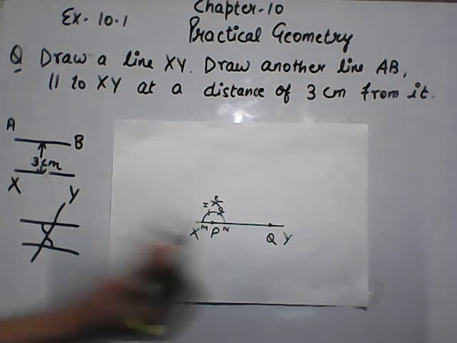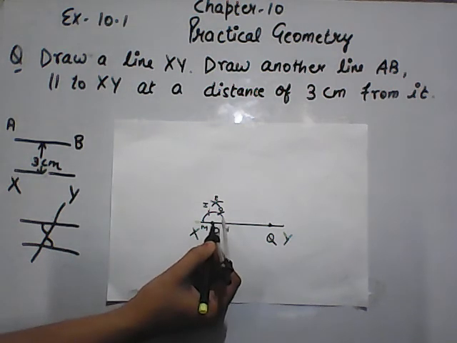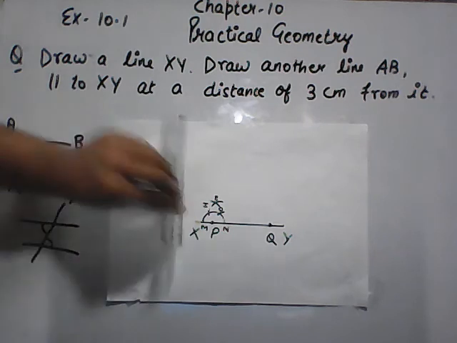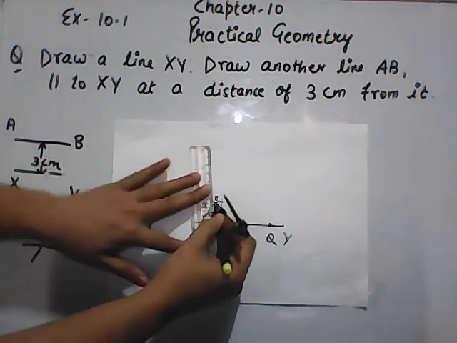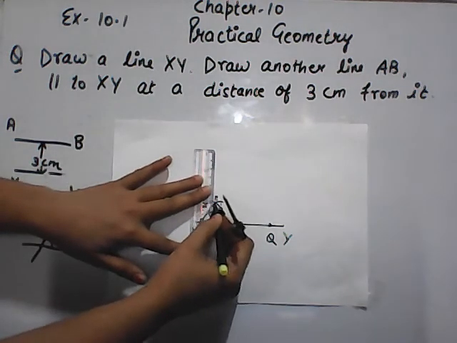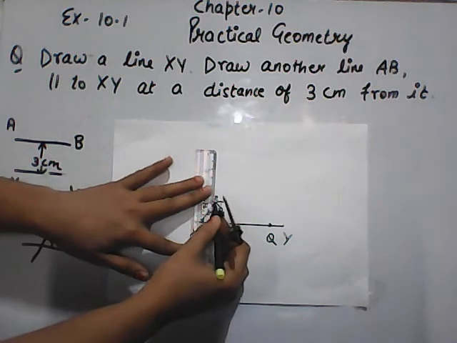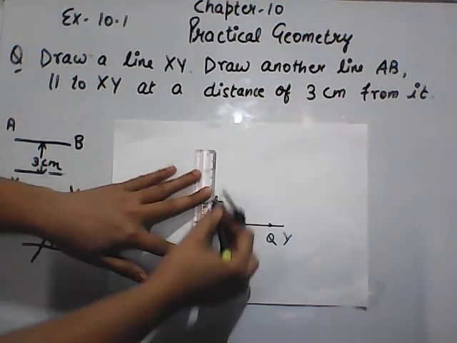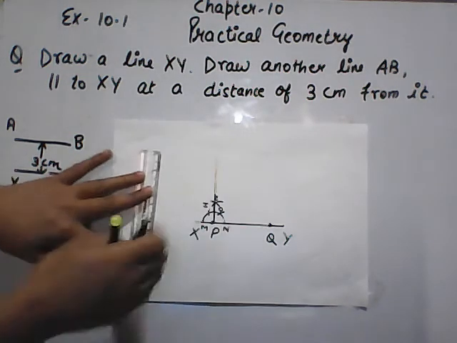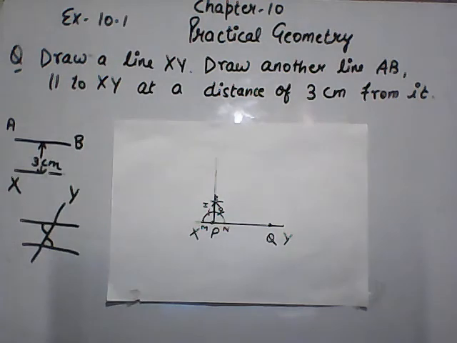Now, you have to join P and E. It is our 90-degree angle. In a similar way, you have to draw a 90-degree angle at point Q.